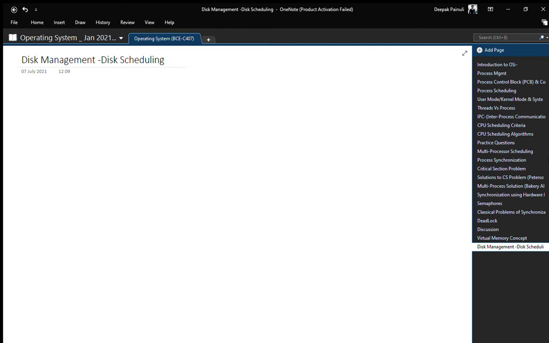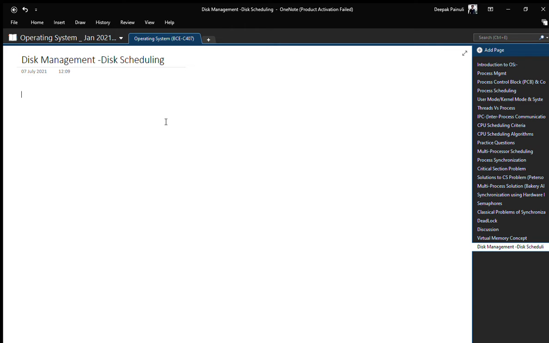In the previous class we covered the virtual memory concept and page replacement algorithms, right? And today we are going to cover the disk management part. So what is disk management all about, and what are the scheduling algorithms we have?